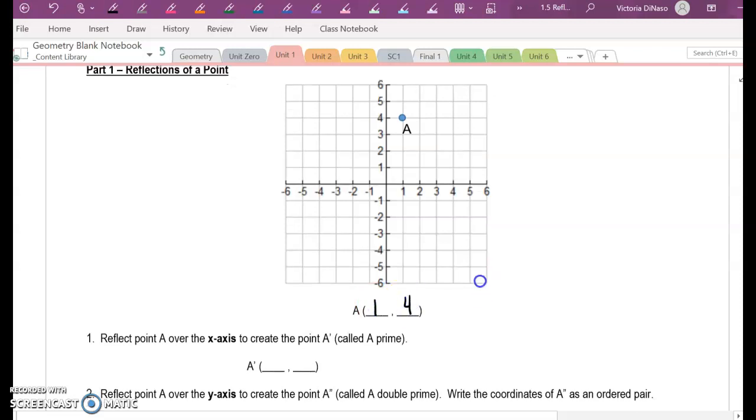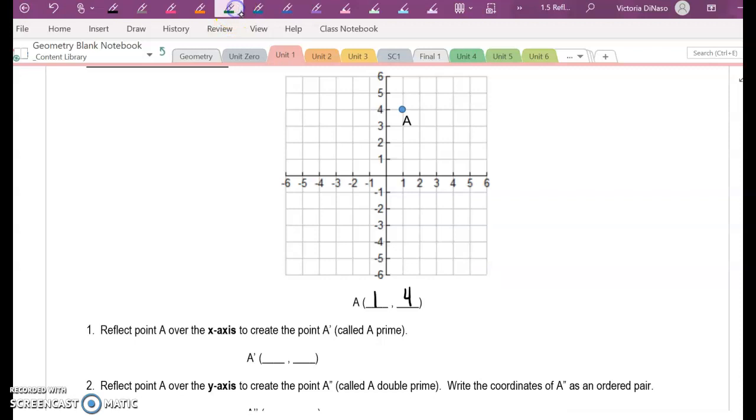When you reflect the point over the x-axis, you're going to go down to touch the x-axis and then go that much more. So we're going to count 1, 2, 3, 4 to get to the x-axis, and I'm going to go 1, 2, 3, 4 more, and this is a reflection across the x-axis. Then we'll call that A prime, because that's the first reflection that we did. And my point is (1, -4).